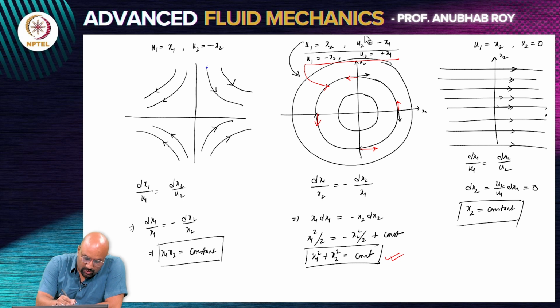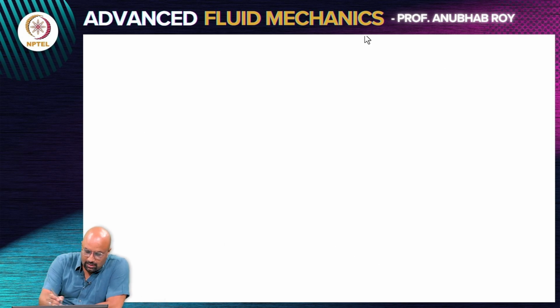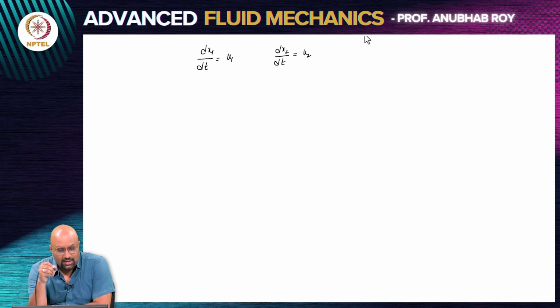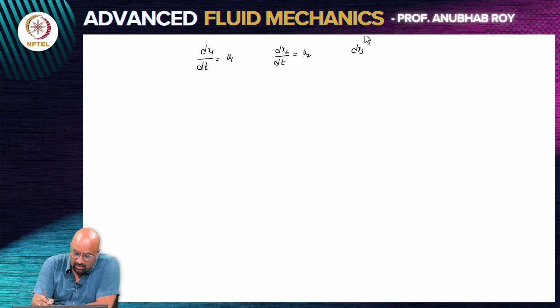So, if I were to release a fluid particle at this particular point, mark this point as coordinate A, with the position vector A, what would that fluid particle do? How would it move? Now, this becomes a question of finding the solution to the equation dx1/dt is equal to u1, dx2/dt is equal to u2, and if there was a third component of velocity, dx3/dt is u3.